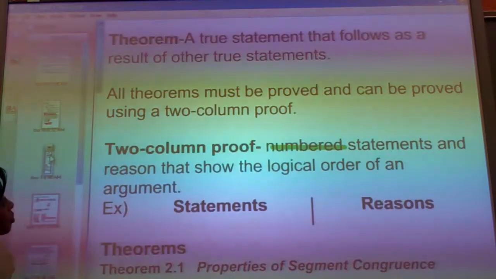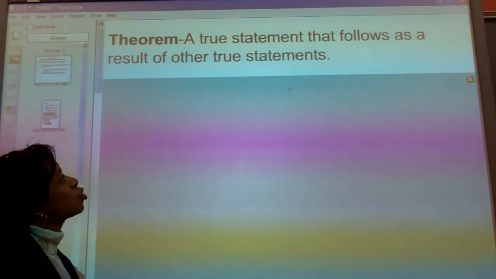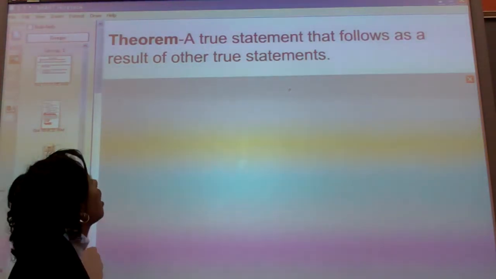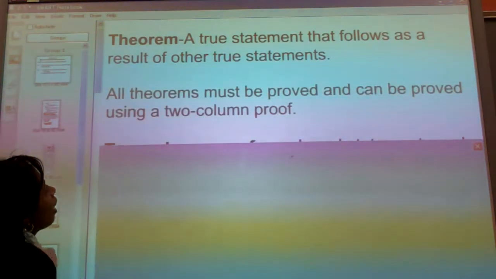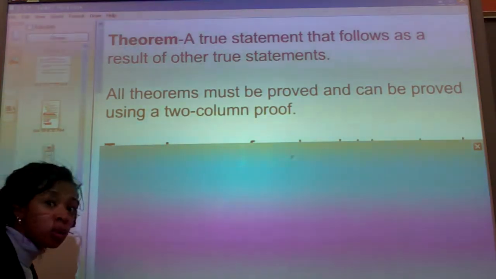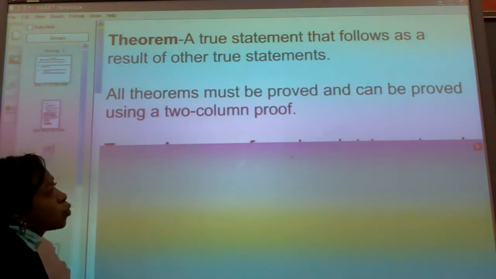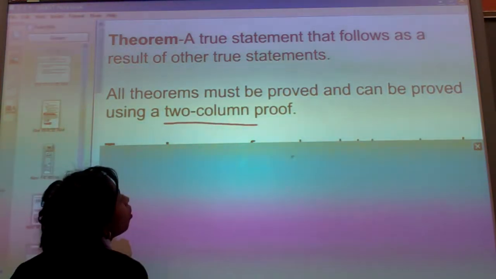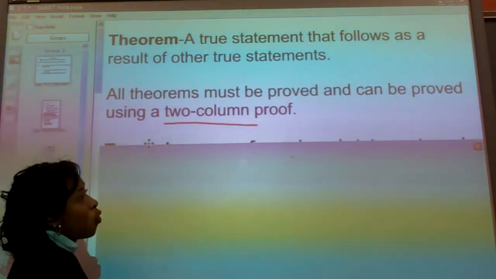Moving forward, some theorems and other information. A true statement, again, this is a recall. You should remember a theorem is a true statement that follows as a result of other true statements. All theorems, the Pythagorean theorem, for example, must be proved and can be proved using a 2-column proof. This is primarily what we will use. You can write it in paragraph form as well.